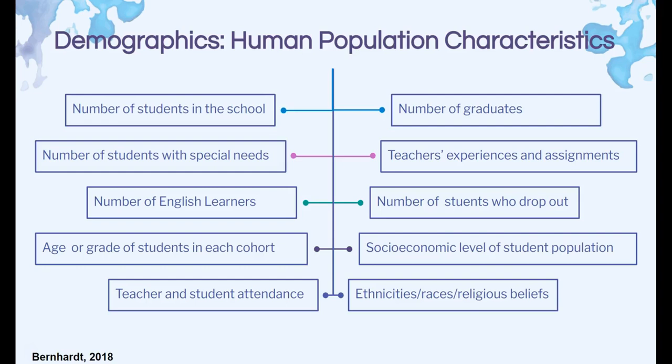Demographics describes human population characteristics. Typically, demographic data in education includes things like what you see on the screen. Things like the number of students with special needs, the number of English learners, the number of students who drop out, different ethnicities, races, or religious beliefs. This information allows us to review what was done or happened in the past, address the current needs or activities in the present, and to plan for the future in the continuous cycle of school improvement.